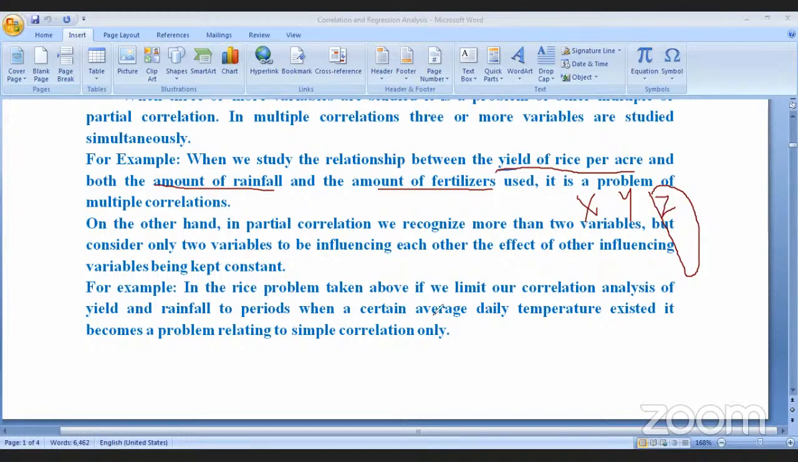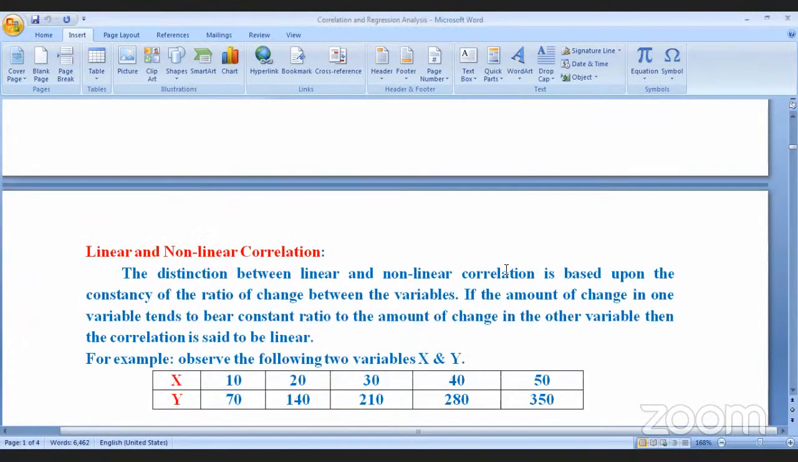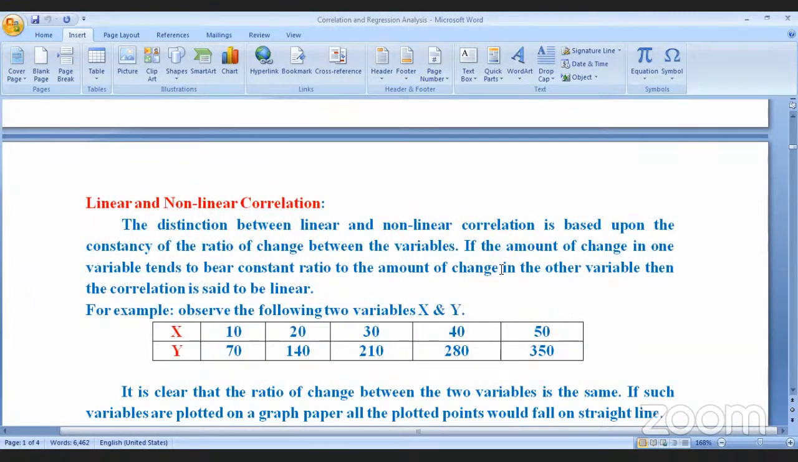Now observe the example here. In the rice problem taken above, if we limit our correlation analysis of yield and rainfall to the period when a certain average daily temperature exists, it becomes a problem related to simple correlation. So in simple correlation, we focus on rainfall and yield of rice, or sometimes temperature also. This situation is called simple correlation. Okay. Any doubt in these partial, simple, and multiple correlations?